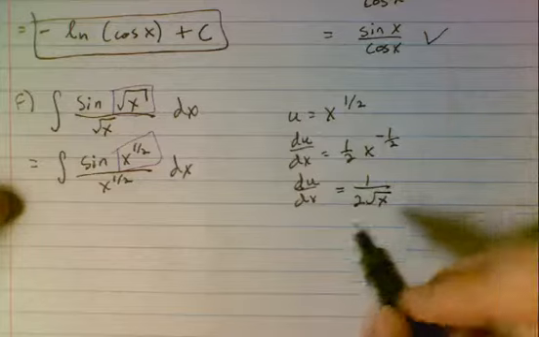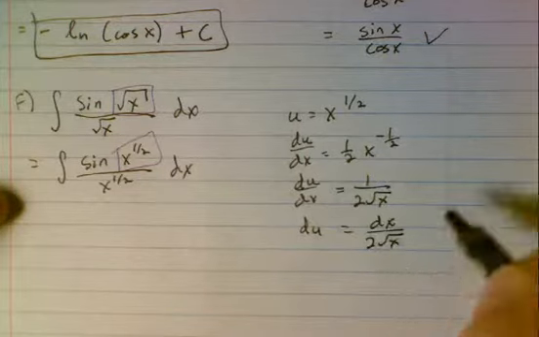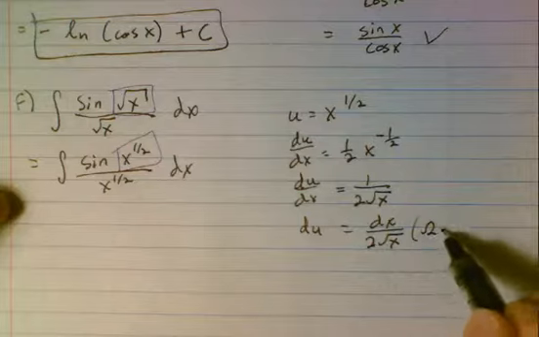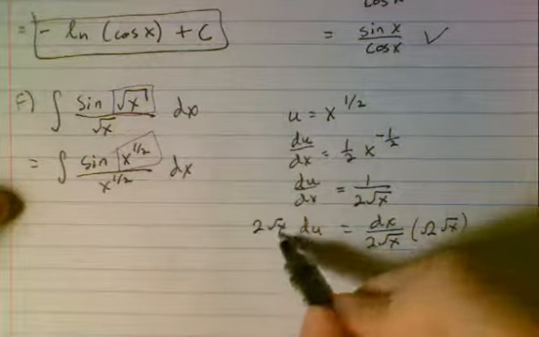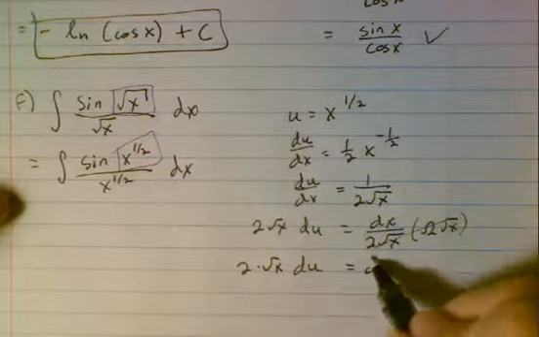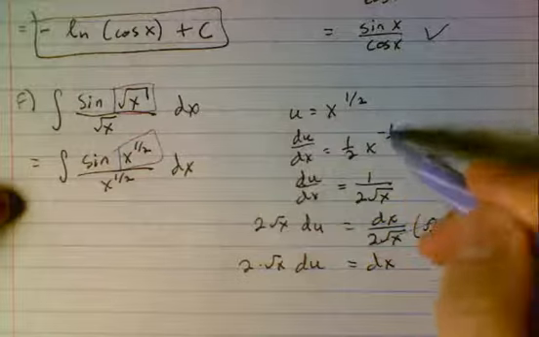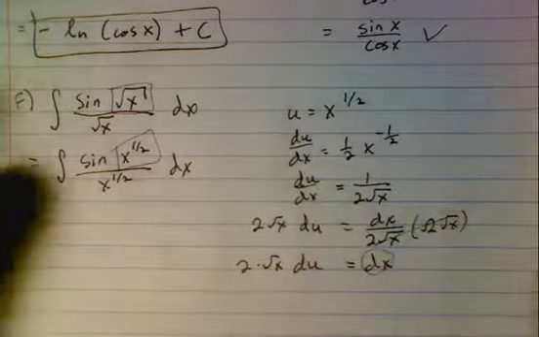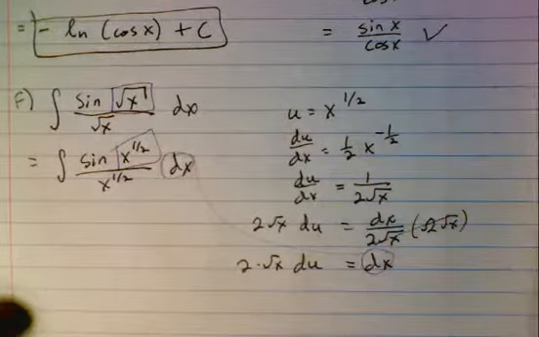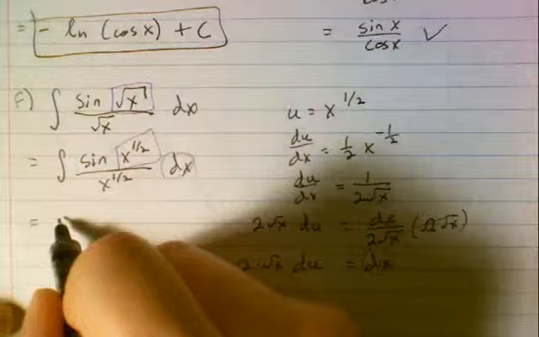Now to get dx by itself, we're going to multiply by dx again. But notice here this is division. So to get dx by itself, we're going to multiply by 2 root x. And du times 2 root x equals dx. So because of this property, where this turns into having a negative exponent with the derivative, now this is going to cancel really easily with this.